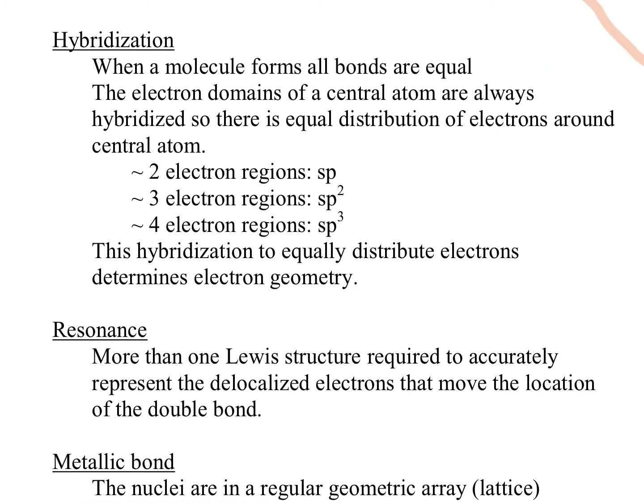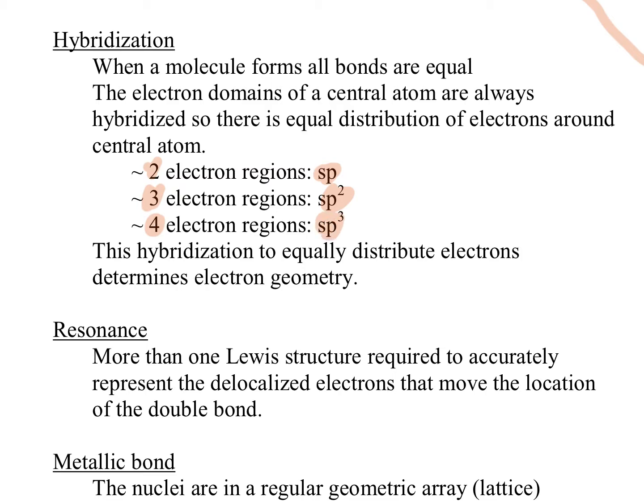Hybridization. When a molecule forms, all the bonds are equal. Okay? Which makes sense. Those electrons should be equally dispersed throughout the atom. The way that they are equally dispersed is by hybridizing our S's and our P's. So the electron domains of a central atom are always hybridized, so there is an equal distribution of electrons around the central atom. So if I have 2 electron regions, that's how I have an SP, 1 S and 1 P combined together to make 2 regions. If I have 3 regions, I have an SP2, and if I have 4 regions, I have an SP3.